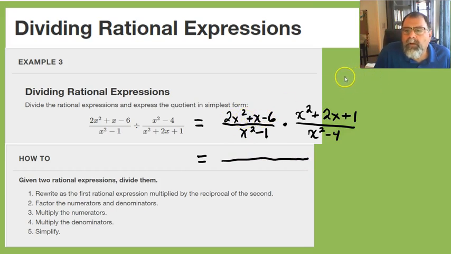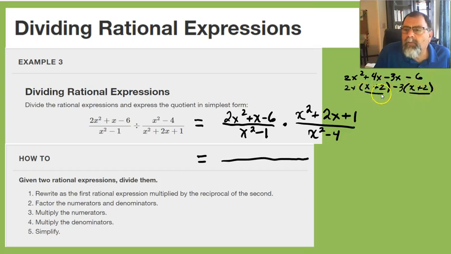So let's do scratch work here. Factors of 12 that subtract to 1, it's 3 and 4. So I have the 2x squared plus 4x minus 3x, that's the 1x, minus 6. I'm going to factor 2x out of the first one, so I get x plus 2. I'm going to factor a negative 3 out of the second one, so I get x plus 2.